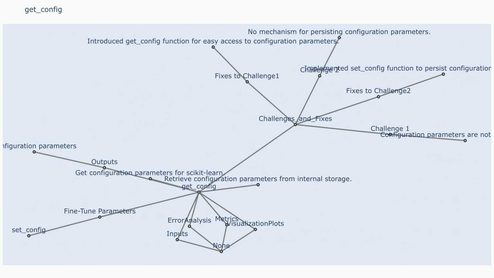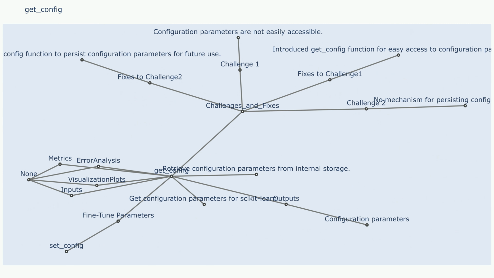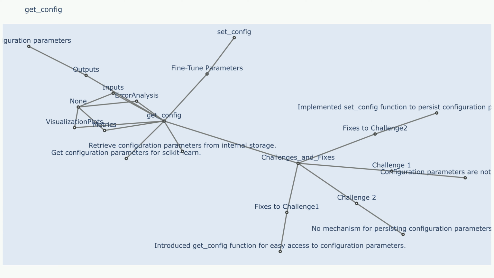Challenges and fixes. Challenge 1. Configuration changes. If you've made custom changes to the scikit-learn configuration, this function will reflect those changes, potentially leading to unexpected behavior if you are not aware of them.